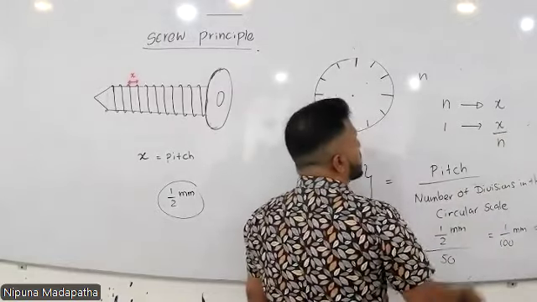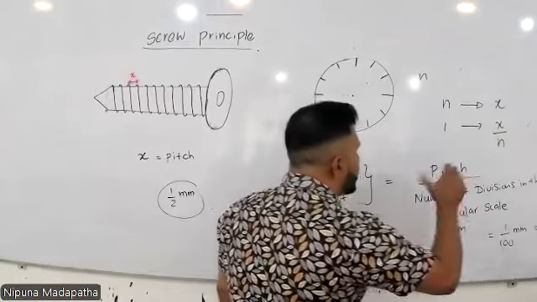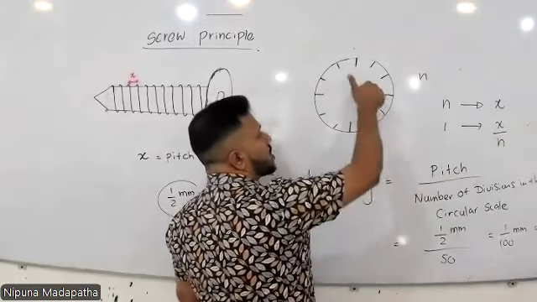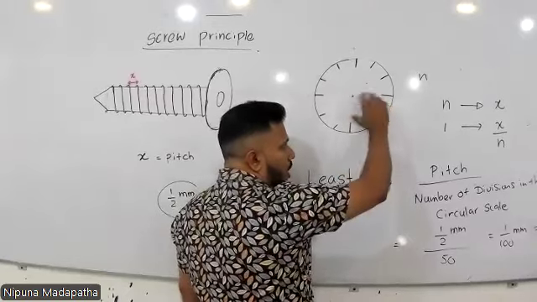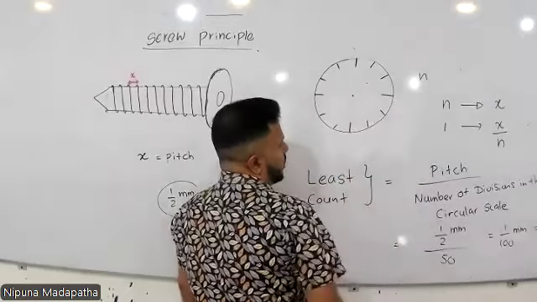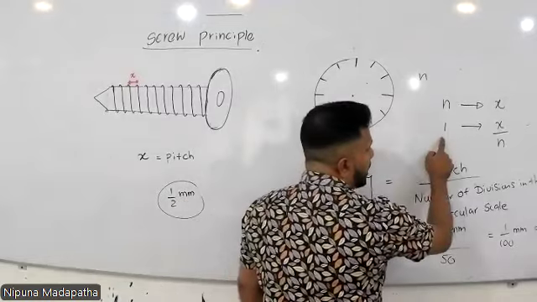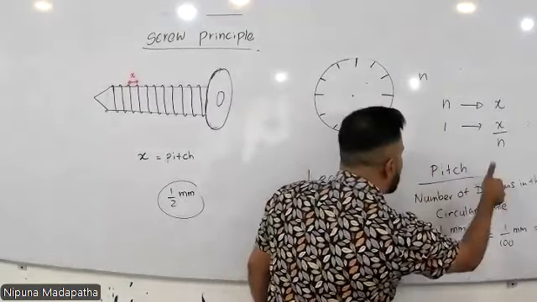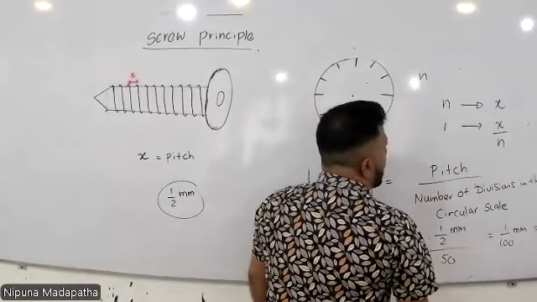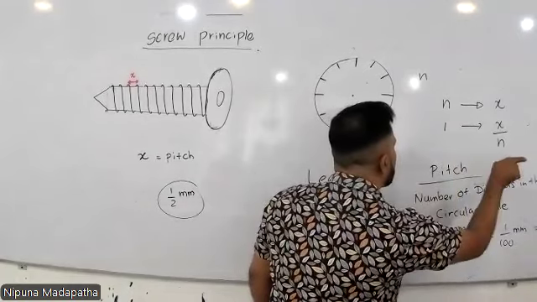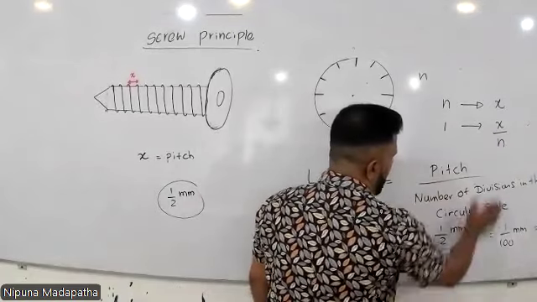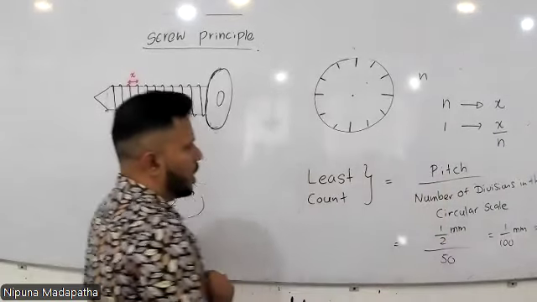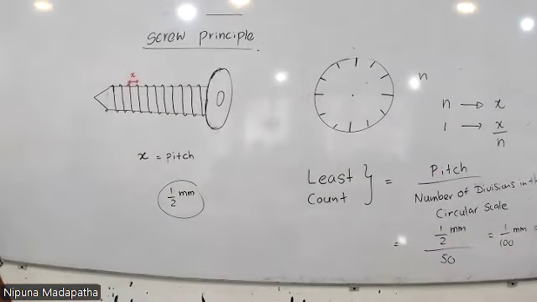And so least count is the least amount of distance you can measure. You can turn this circular scale one division. So if you turn the thimble one division, then the screw will go forward x over n distance. So that is the least count.